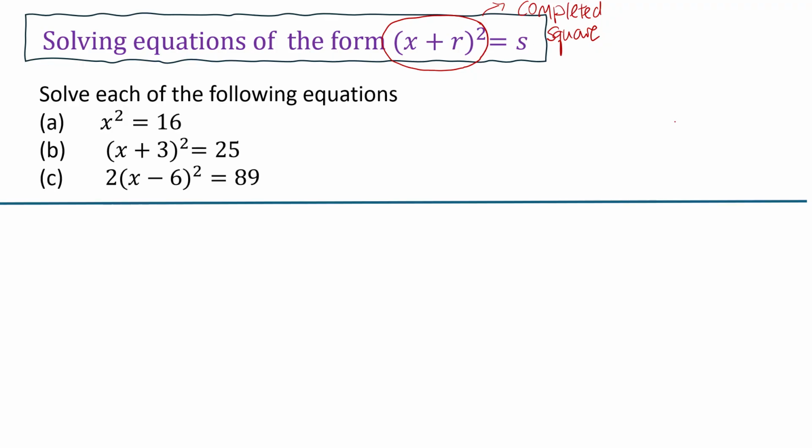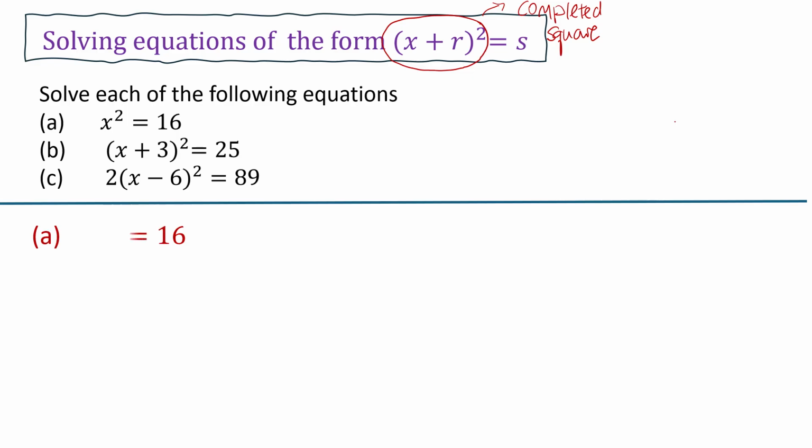For example, in part A, we are given x squared equals 16. So x squared is a completed square form. It's just (x plus 0) to the power of 2 equals 16, where r is 0 and s is equal to 16. So what are the possible values of x that when you square it, you get the number 16?